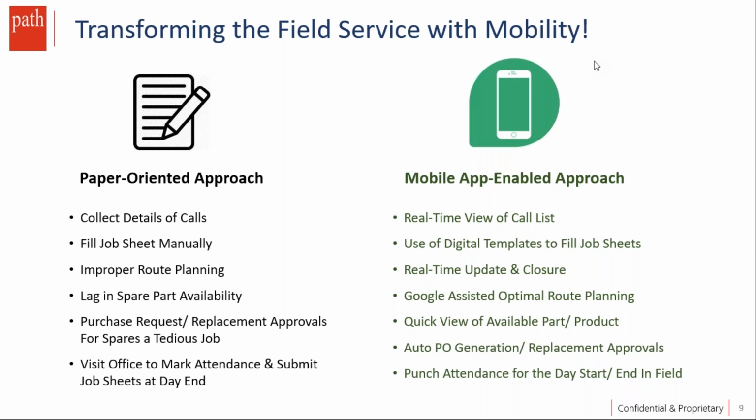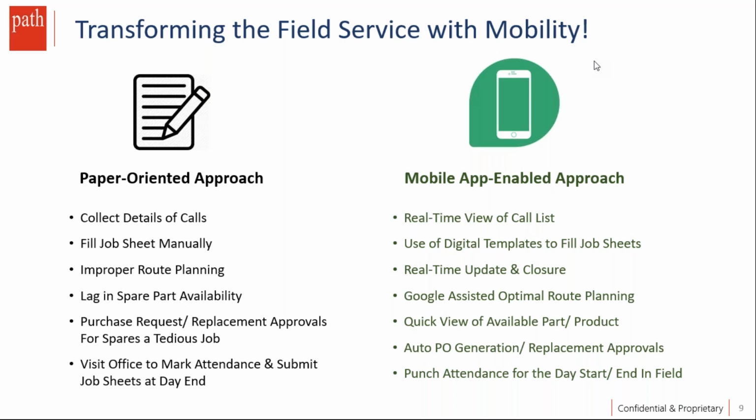And raising a part request is a very tedious job because you create a challan, a purchase order, and then you send it to the HO or the warehouse. So if you are able to deploy a mobile application onto your service operation, these problems are taken care of. Like you have a real-time view of the call list, and use of digital templates to fill job sheets. Instead of manually updating that, you simply select the drop-down and the form is filled.